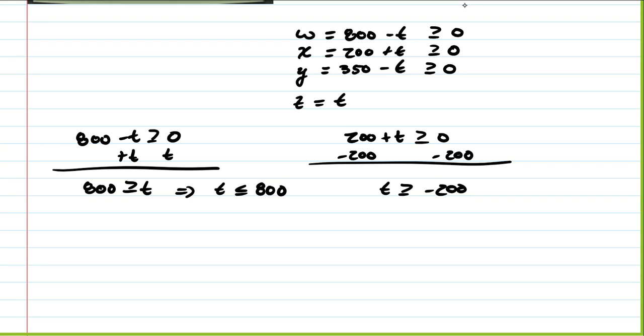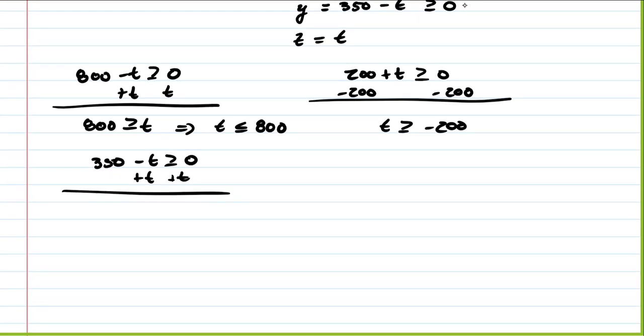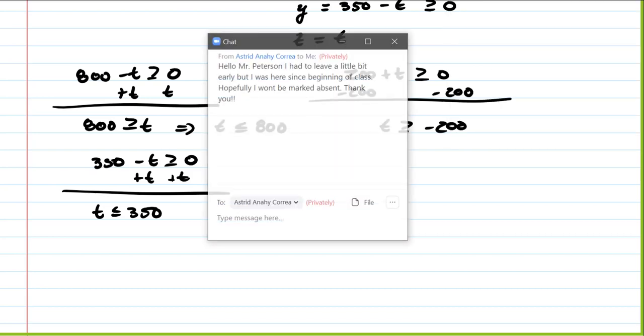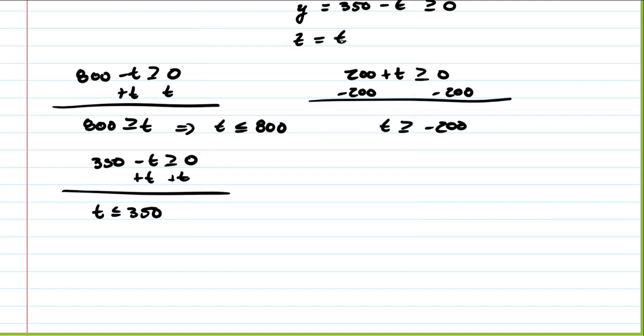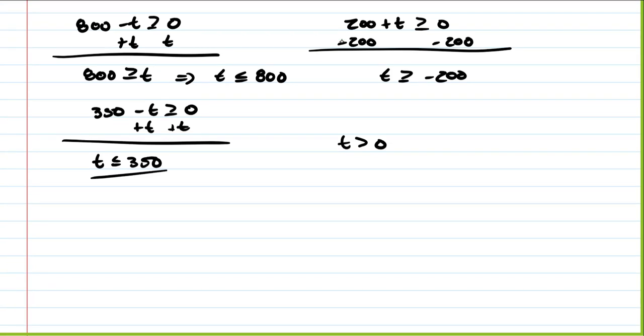Our third equation in Y says 350 minus T has to be greater than or equal to 0. So we add T, and we get T has to be less than or equal to 350. Our last equation would say that Z has to be bigger than 0. So T has to be bigger than 0. So chaining these two things together, 0 is less than or equal to T is less than 350.